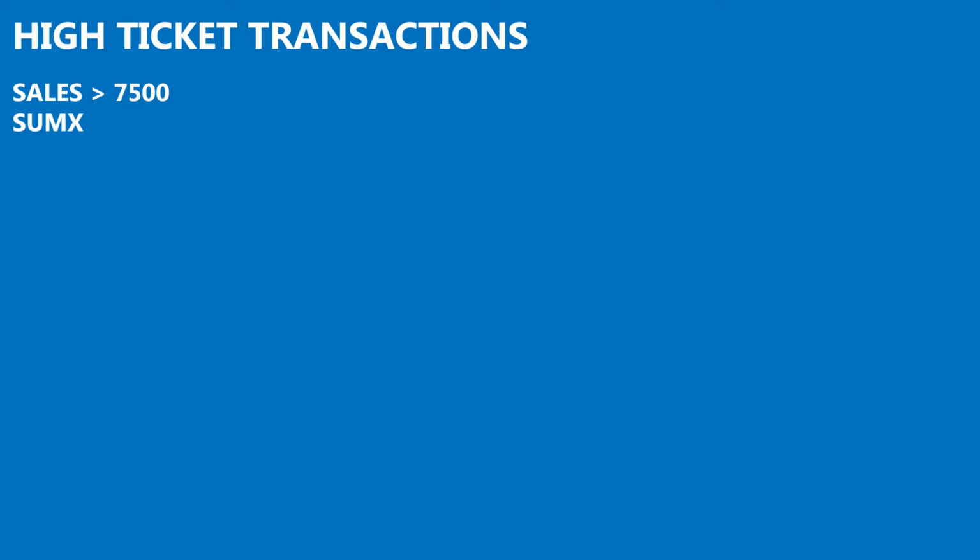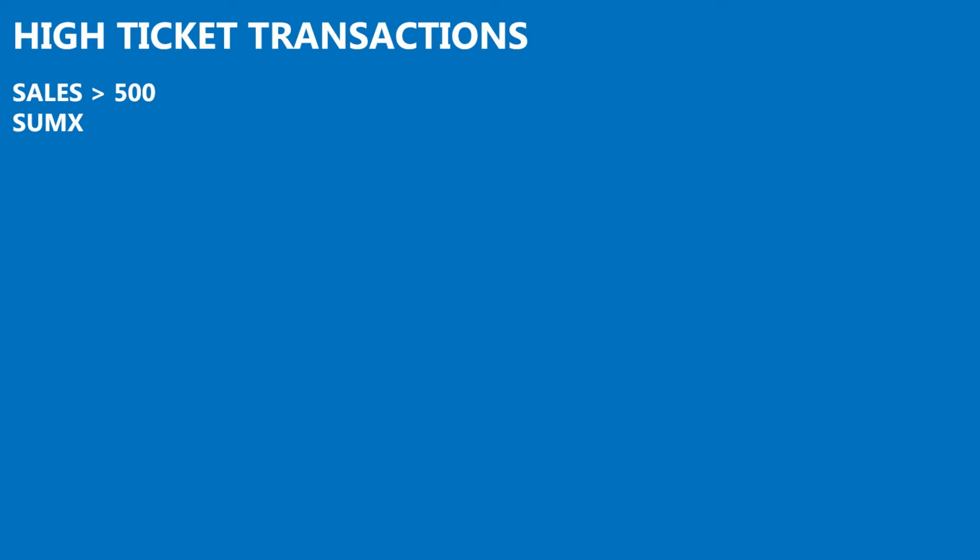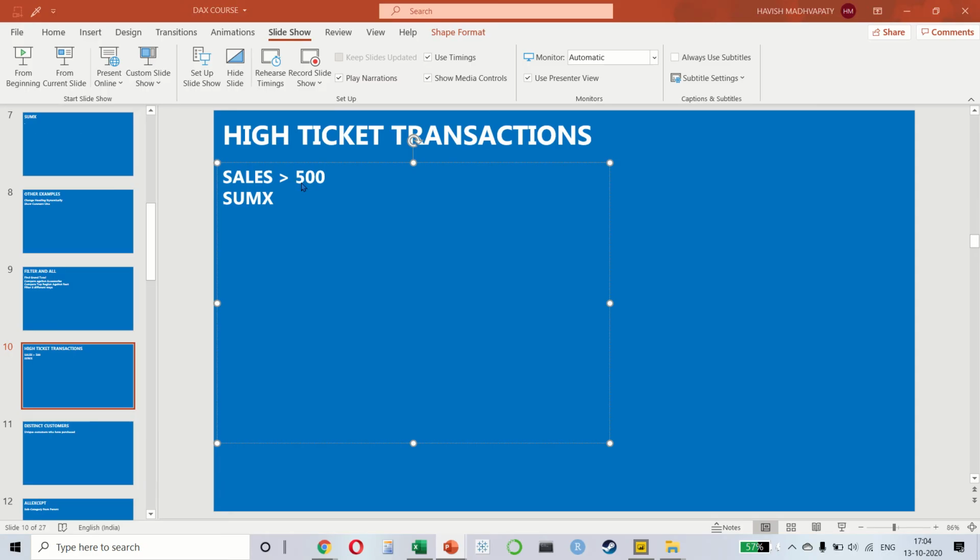Let us look at another practical example. As a business, you might want to find out your high ticket transactions. For example, let us say you want to find out transactions over 500. That means individual transactions over 500. Let's see how we do this.